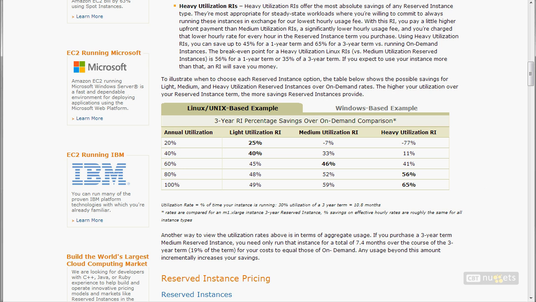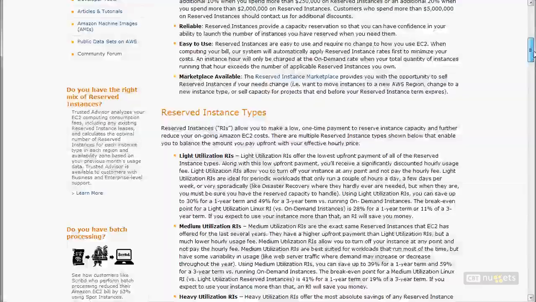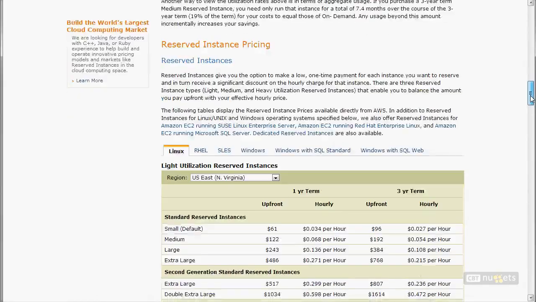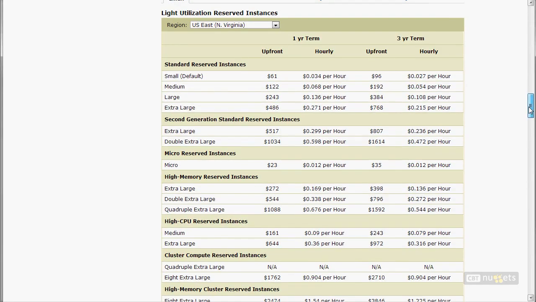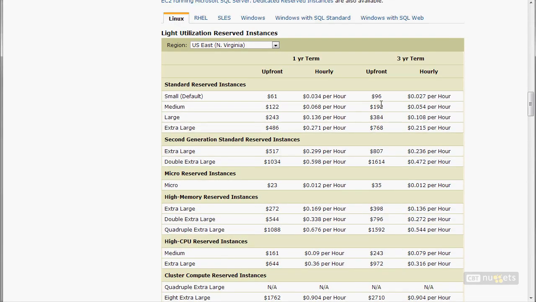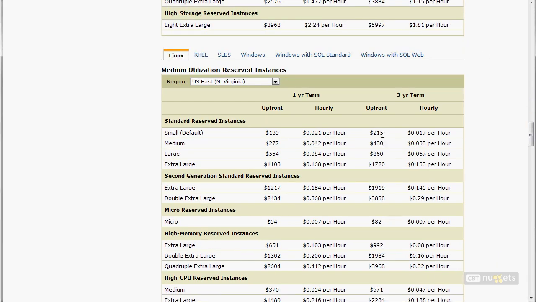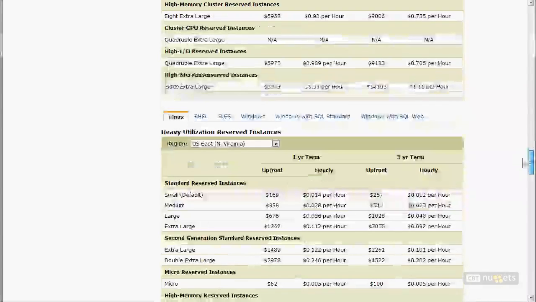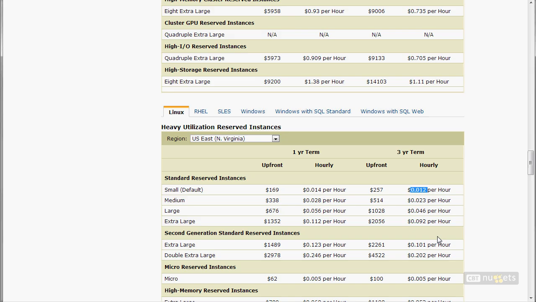Now, the way this works, the other confusing aspect of this, I know you're kind of like, there's more? The one more thing. When you are going with these light utilization or medium utilization, you will pay the upfront cost and then an hourly cost for that, right? So if you're running the light utilization, you pay that $96 for a small server upfront, and then you pay 2 cents an hour. Same thing if you go with the medium, you'll pay $215 upfront and then pay 1.7 cents an hour. With heavy utilization, the hourly rate is automatically charged for 24 hours a day.